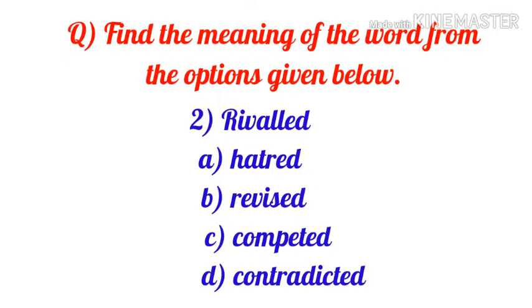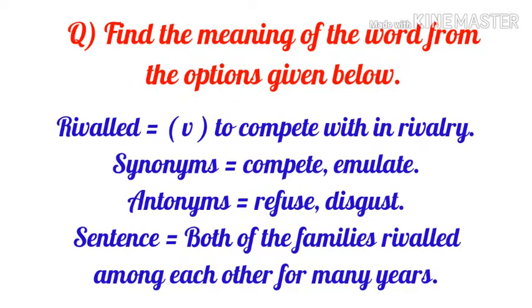Next comes question number 2. The word is rivaled. Rivaled is a verb, and its meaning is to compete with. You have competition with someone. You have a rivalry with someone, that is known as rivaled. Okay, it's very easy. Its synonyms are compete, emulate. Then its antonyms are allied or cooperate. Clear? The meaning is very easy. To compete with someone. You have to have a competition with someone.